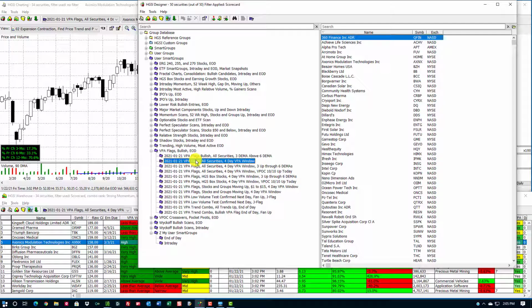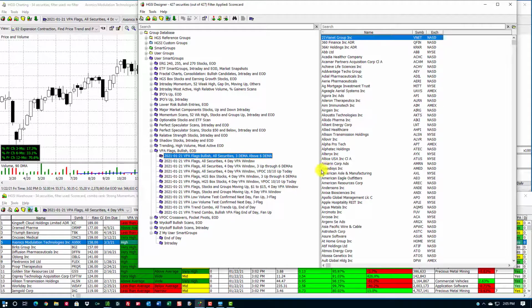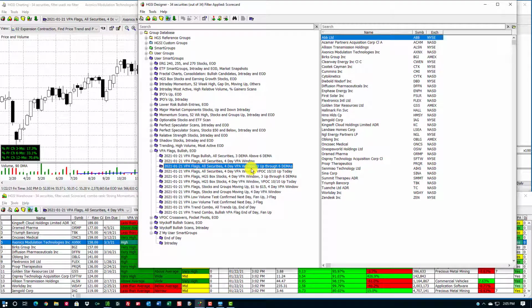So with these two, and I want you to experiment with these and use these next week, look for stocks that are crossing up, and you can use a subgroup. You can use box stocks, anything, stocks with earnings. Well, just use all securities. Make it simple on yourself.